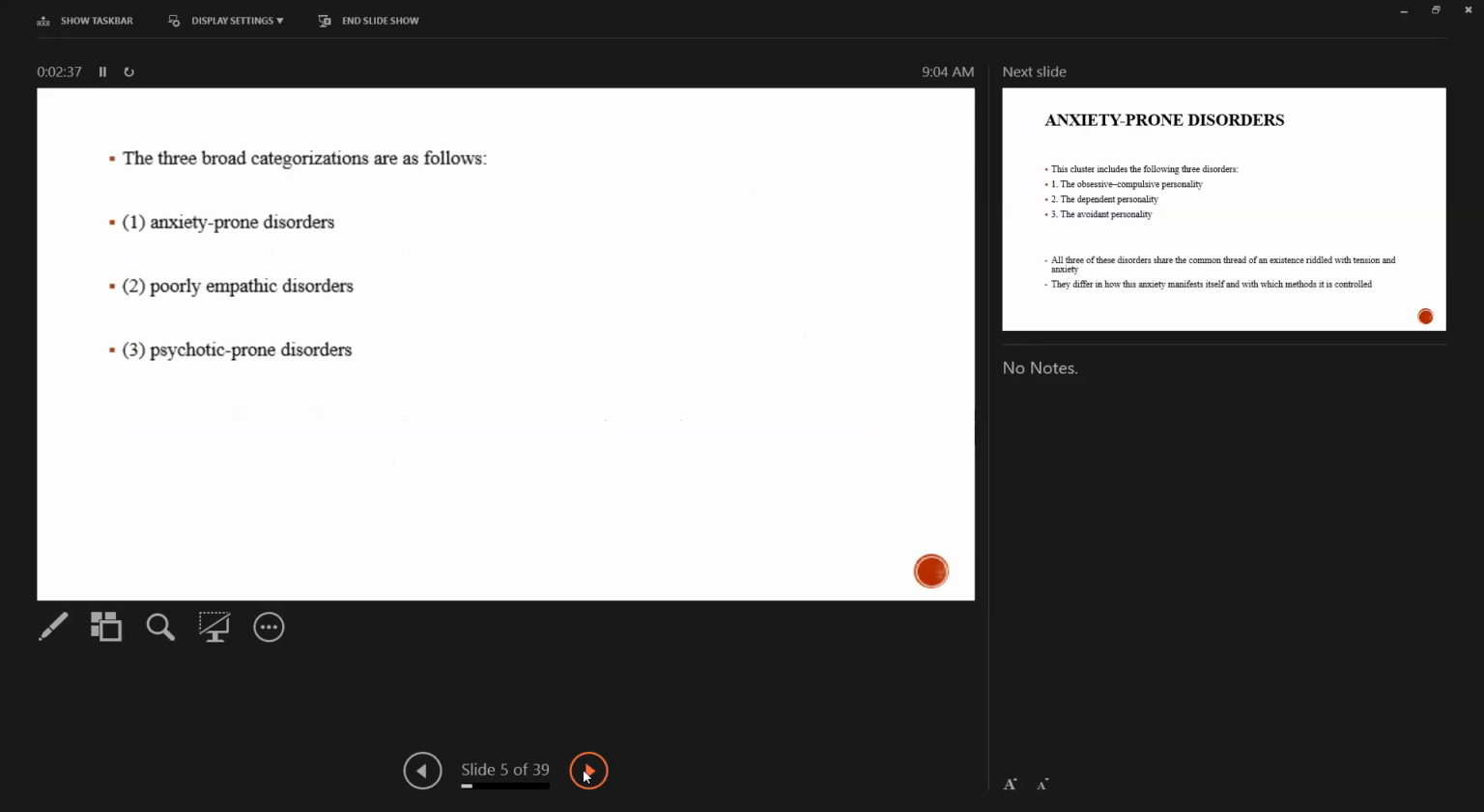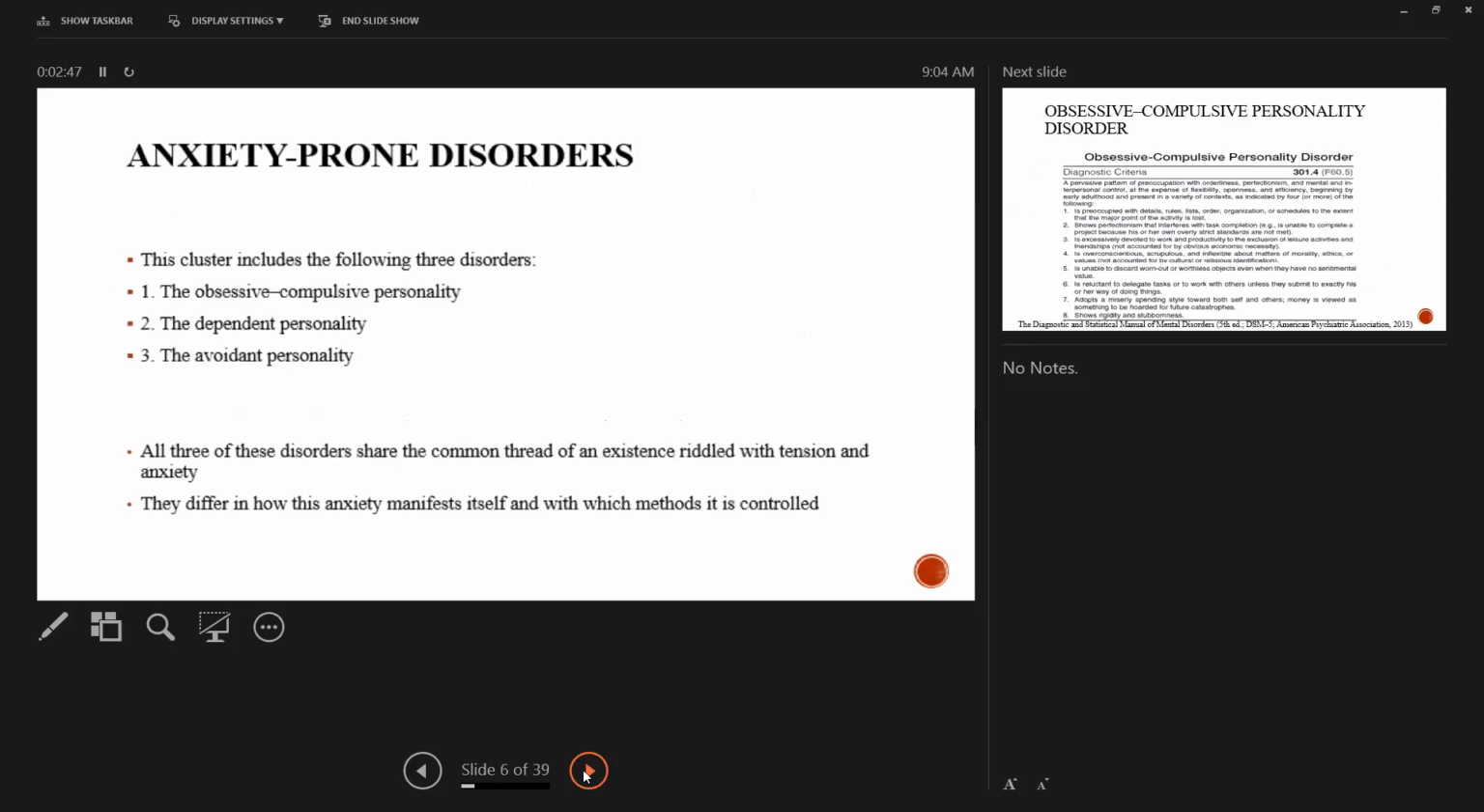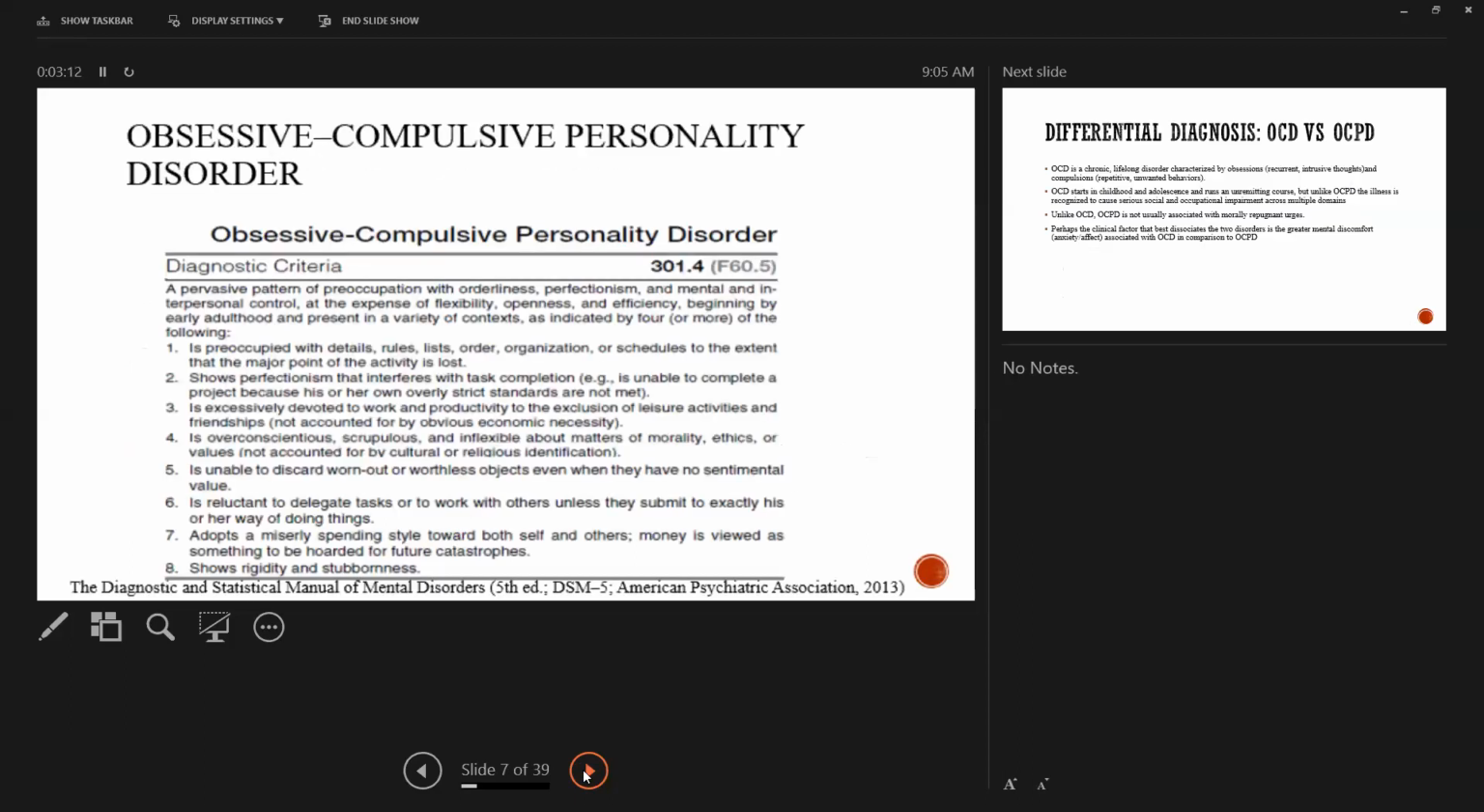Now, the categories that we will be following in this presentation are anxiety-prone disorders, poorly empathic disorders, and psychotic-prone disorders. Anxiety-prone disorders include obsessive-compulsive personality disorder, dependent personality disorder, and avoidant personality disorder. The common feature in all three of them is an existence which is riddled with tension and anxiety, and they differ in how this anxiety will manifest itself and how it will be controlled. First, we will talk about obsessive-compulsive personality disorder.